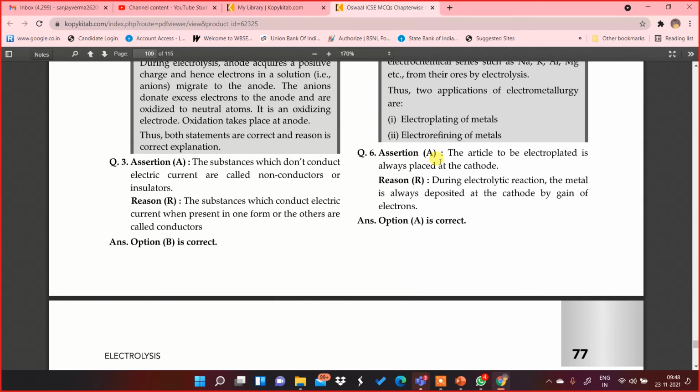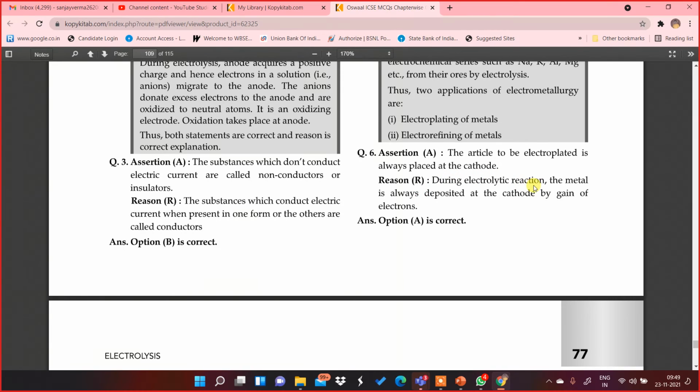Assertion A: The article to be electroplated is always placed at the cathode. The article to be electroplated is always placed where? At the cathode. Now, do you think this is correct? The article which needs to be electroplated, yes, it's correct.